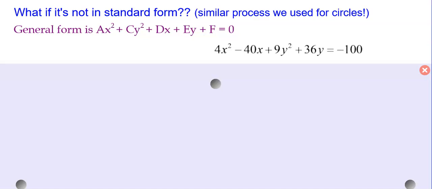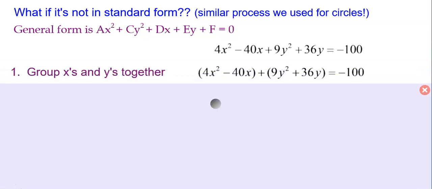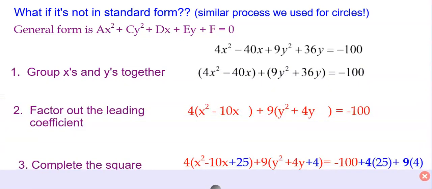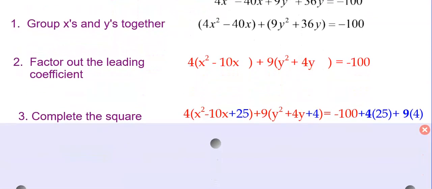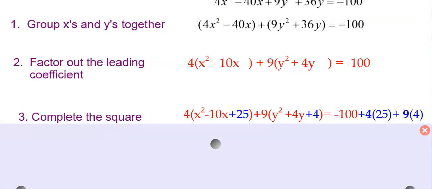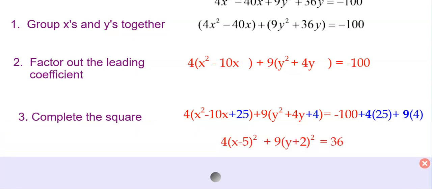So if you're in this form where you have like ax squared plus cy squared plus dx plus ey plus f equals 0 or something similar to that, you are going to have to complete the square just like we did in circles. So I'm just gonna kind of fly through this because we've already done it, but you're gonna group your x's and y's together, factor out the leading coefficients of each of those groups, and then complete the square. So kind of take half of your coefficient in front of the x, take half of it and square it, add it to both sides, do the same thing with your y's.